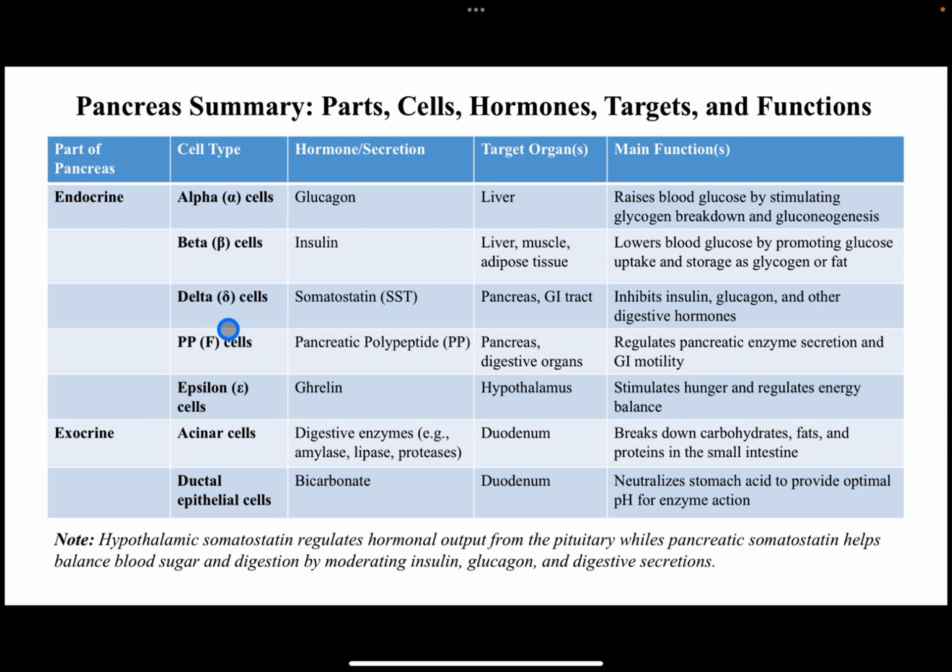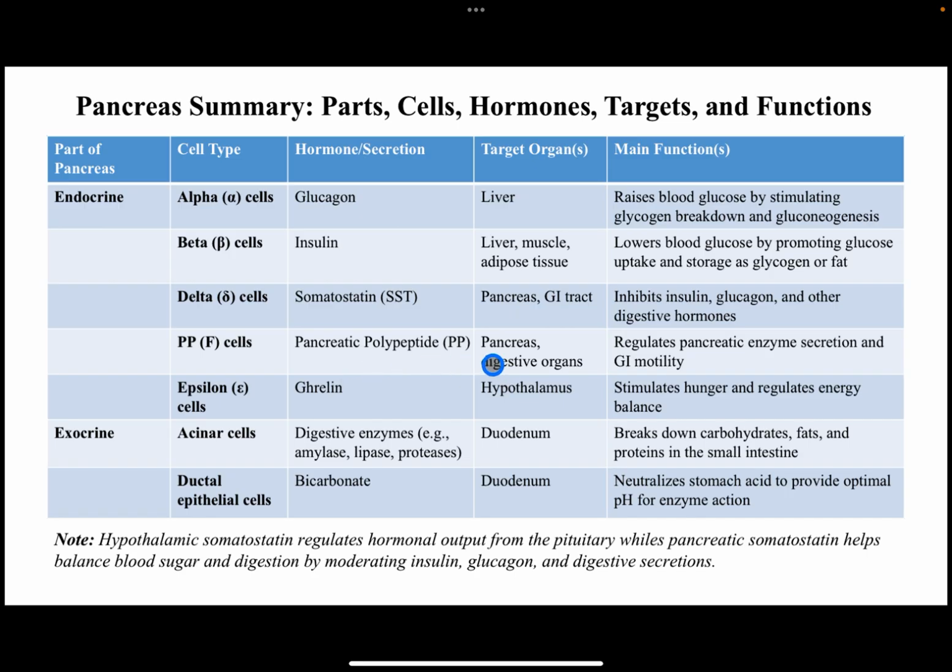glycogen or fat. Okay, then we have the delta cells. They secrete somatostatin. Okay, and then the somatostatin actually inhibits the activities of insulin and glucagon, and they also play a role in inhibiting the activities of the digestive hormones.